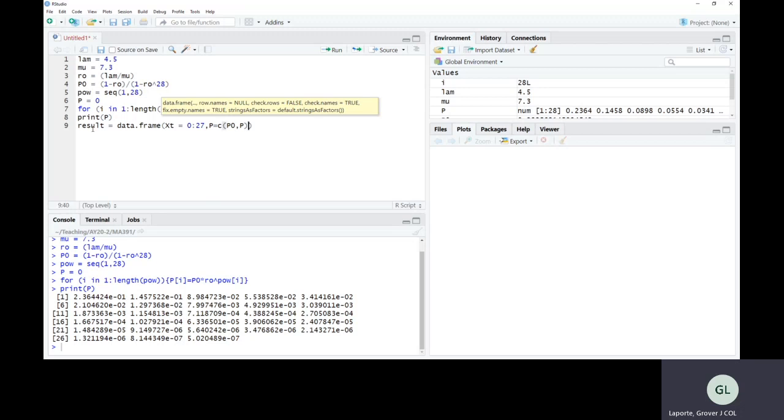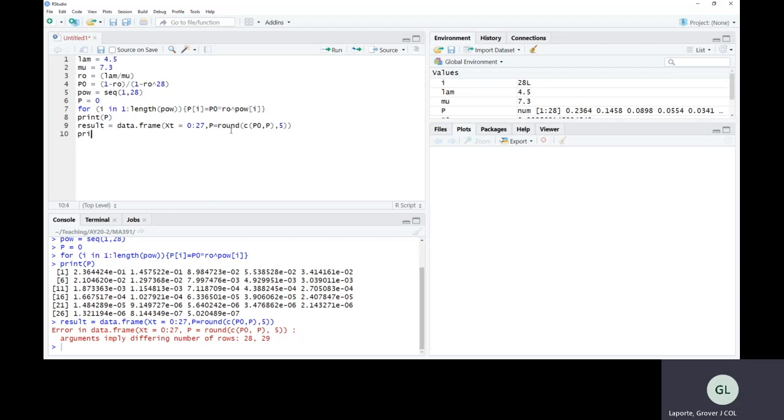And I'm not very fond of the scientific notation down there, so I'm going to go ahead and tell it to round to maybe 5. And then let's print that off, see what happens. Oops, looks like I messed up somewhere. Let's see here in data.frame.